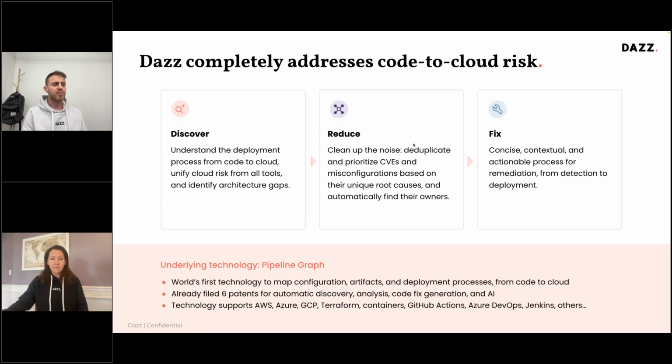So not only pointing to the problem and making sure that they don't see tons of alerts, they don't have alert fatigue. So we deduplicate, we manage risk and prioritize those alerts, and we also find the owners. And the last phase is basically fix.